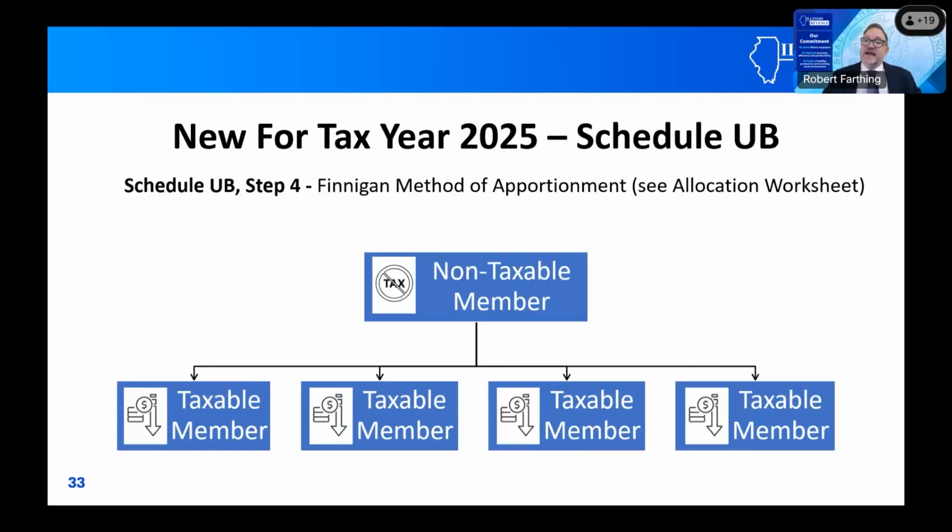There's a new allocation worksheet in the Schedule UB instructions, which will walk through the calculations that are necessary to reallocate the Illinois sales factor according to the Finnegan method of apportionment. After figuring the reallocated sales factor to group members, the apportionment will be reported on Schedule UB, Step 4, as usual. If this applies to your situation, you may refer to the Schedule UB instructions for more information. And then if you still have questions, you're welcome to reach out to us here at the department.